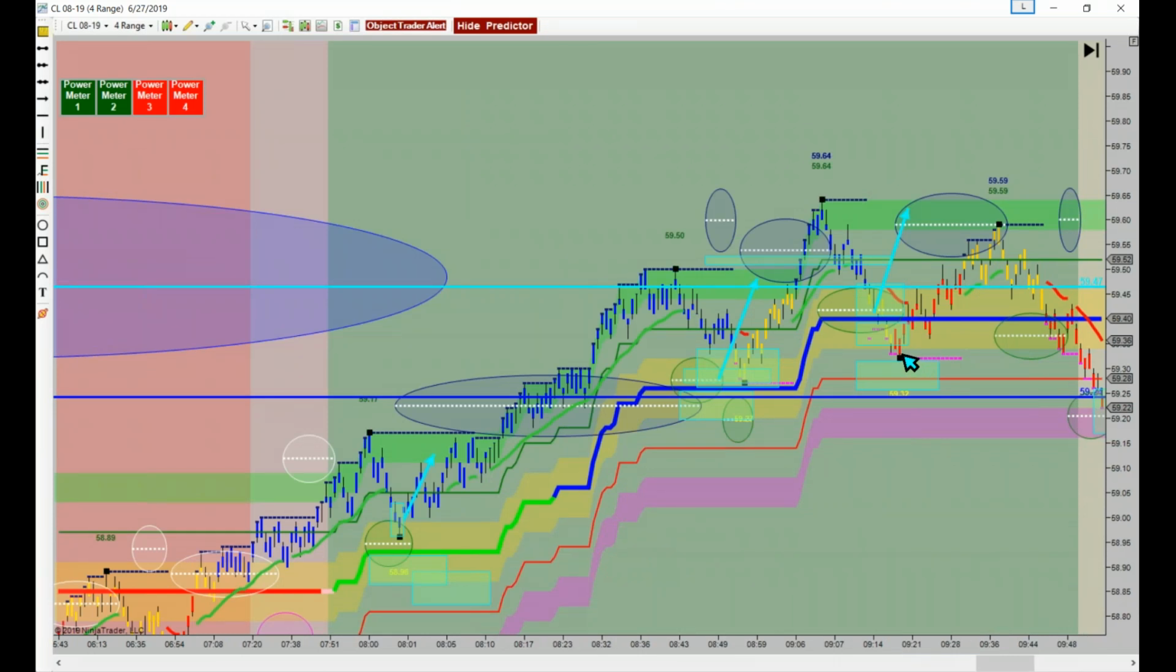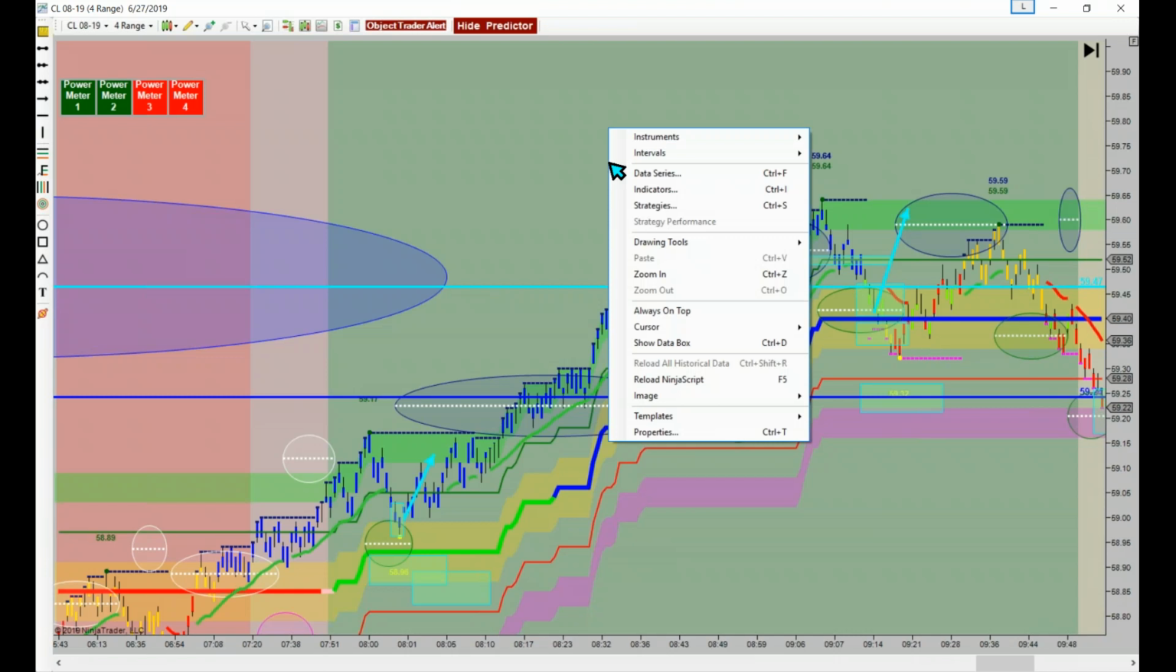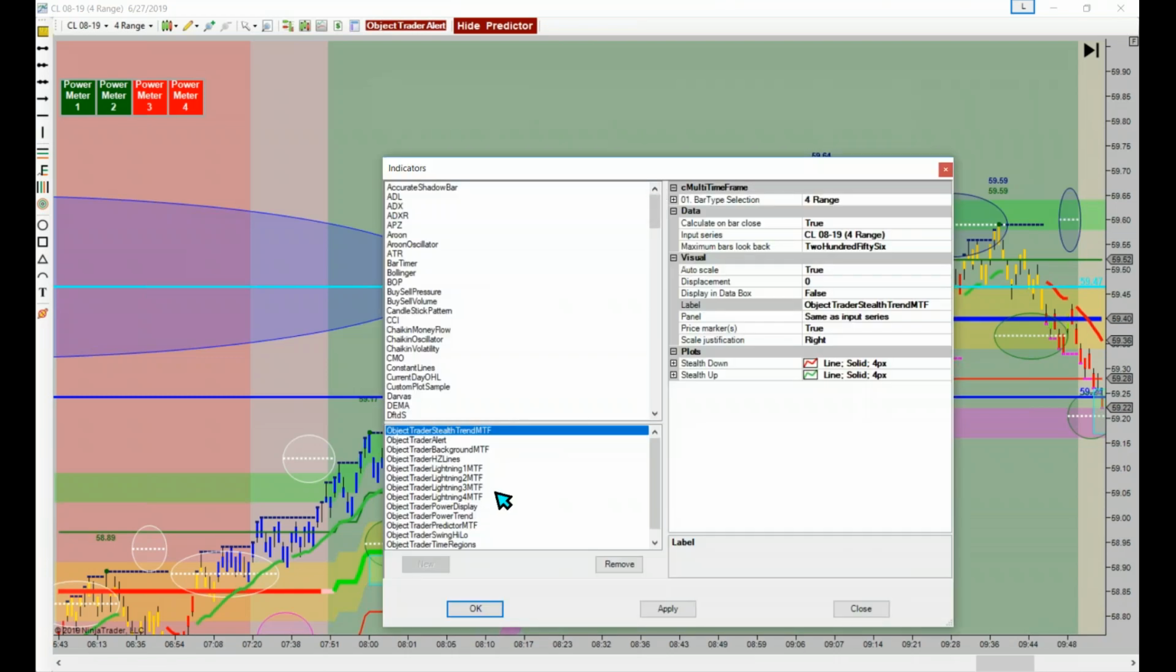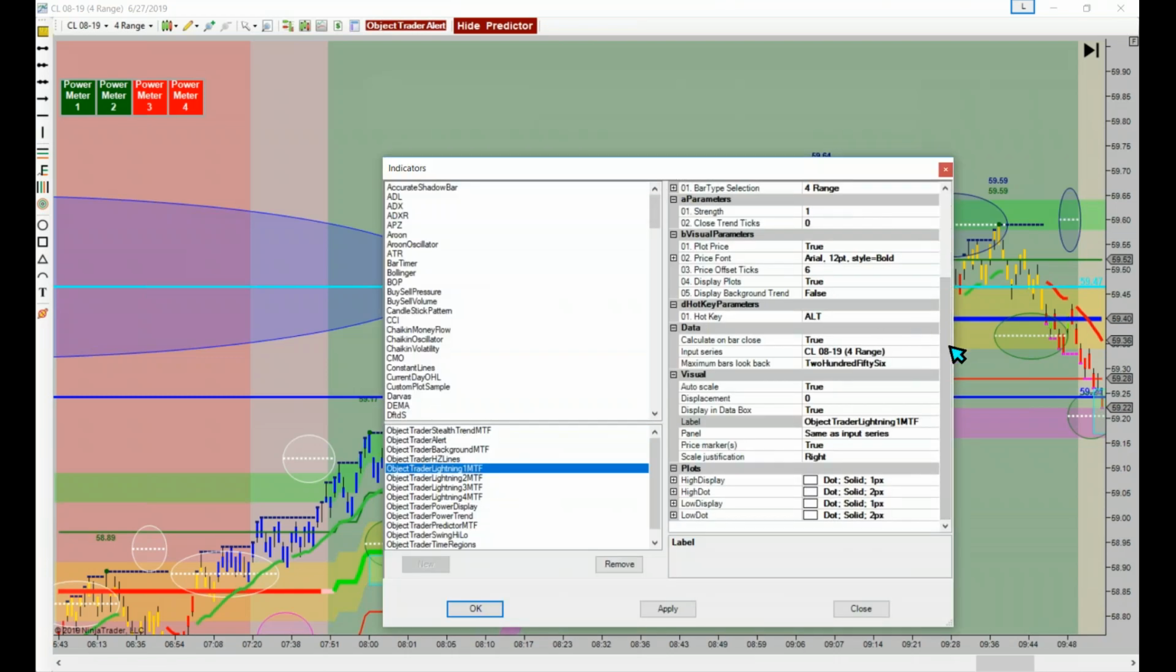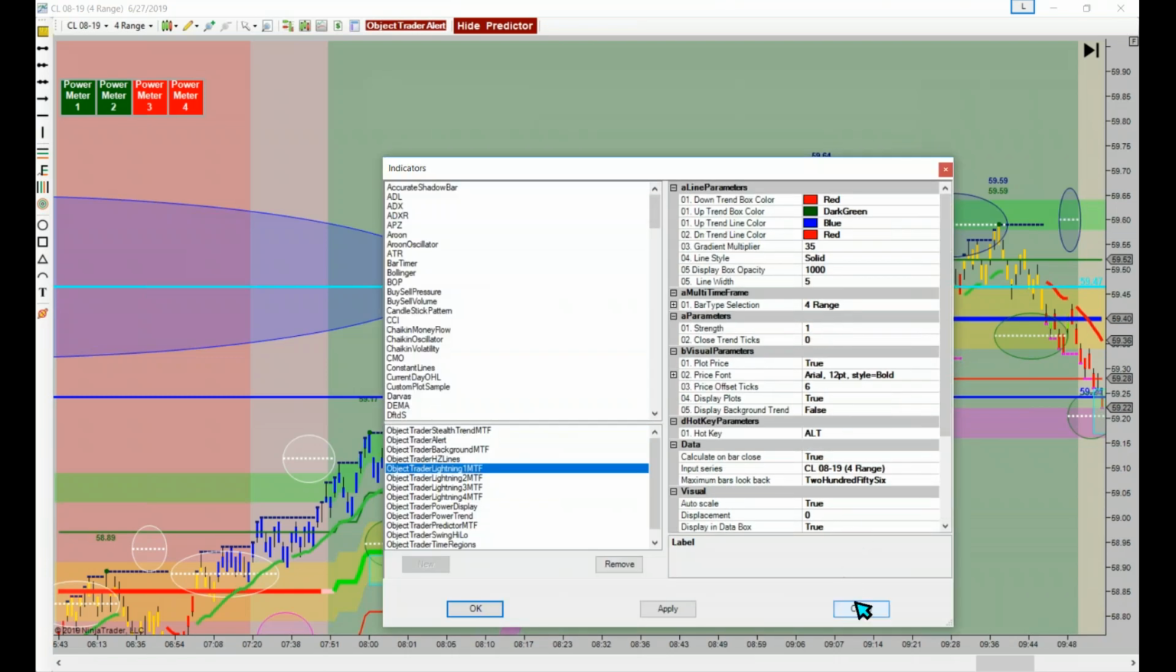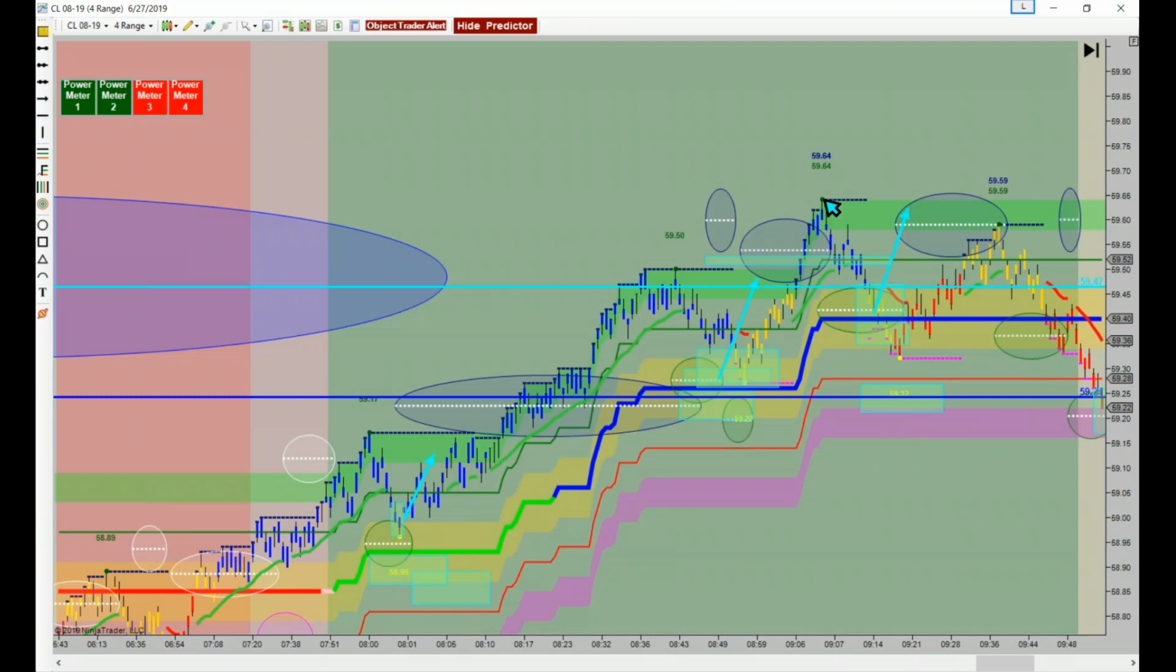Lightning 1 is right here. Let me draw it. Maybe that box is in the way. Why is my lightning 1 not drawing? I'm not sure why my lightning 1's not drawing. I may have paused this too long. It may have done something to it.